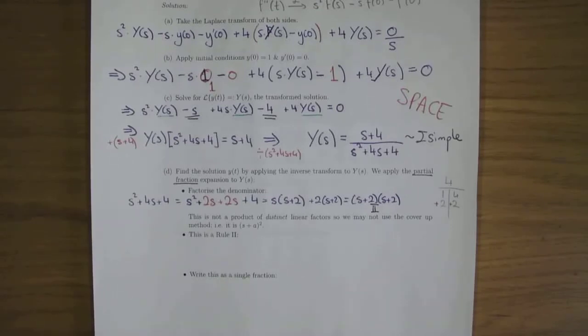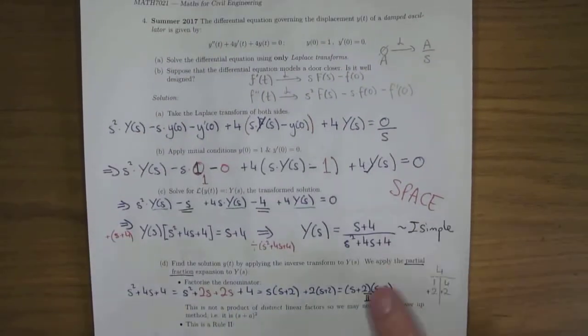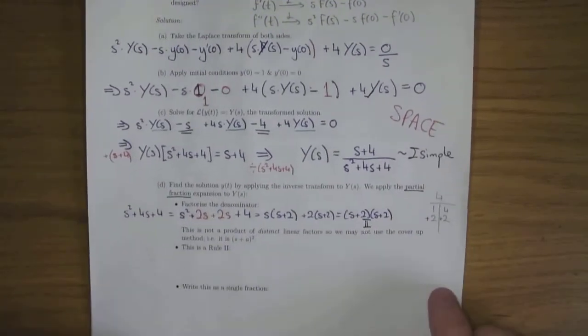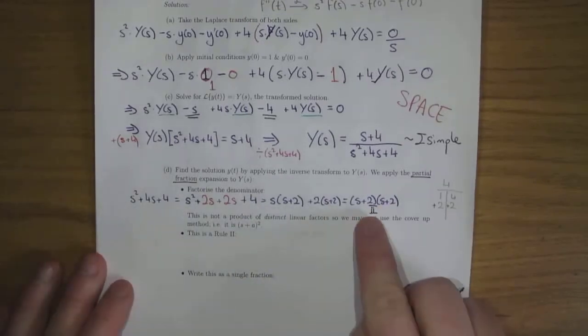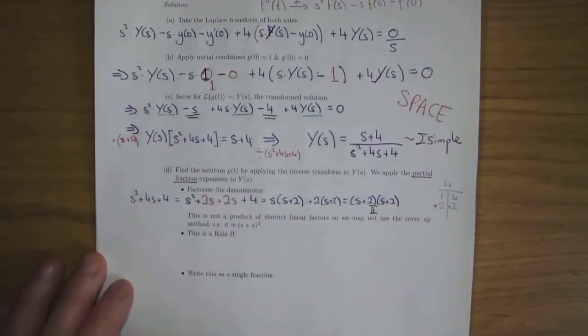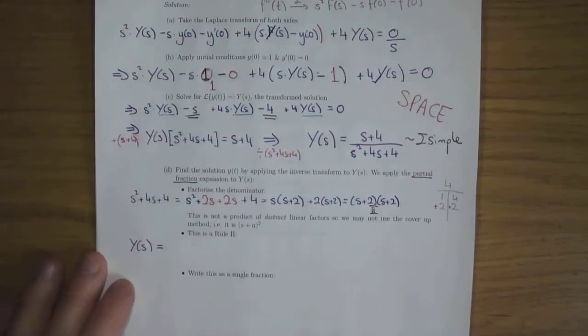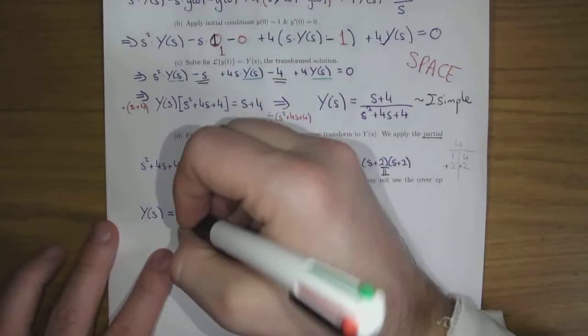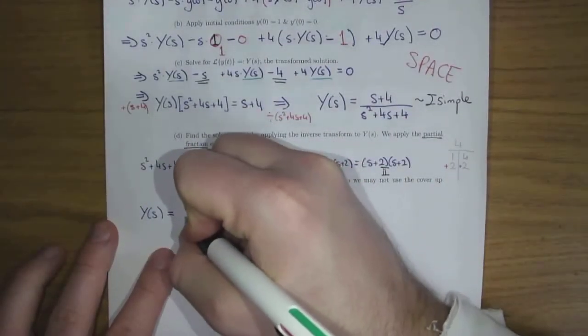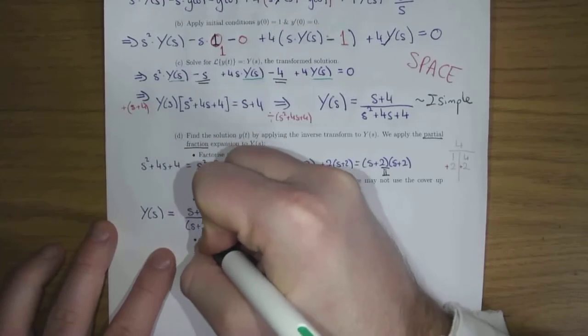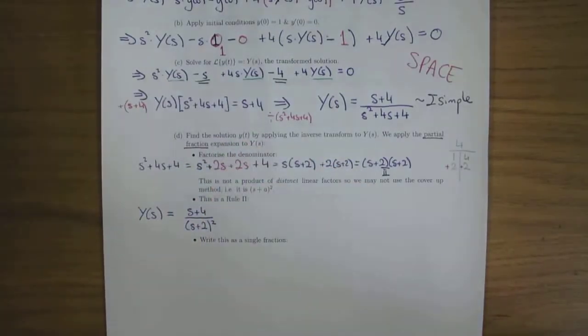Okay, so what do we do? Well, take your Laplace transform and write it with the bottom factorized, as s plus 2 all squared. So you have Y of s is equal to s plus 4 divided by s plus 2 squared. Now there is a clever thing you can do here. There is a shortcut to this. If you find it, that's great. Otherwise, I recommend doing it this way.